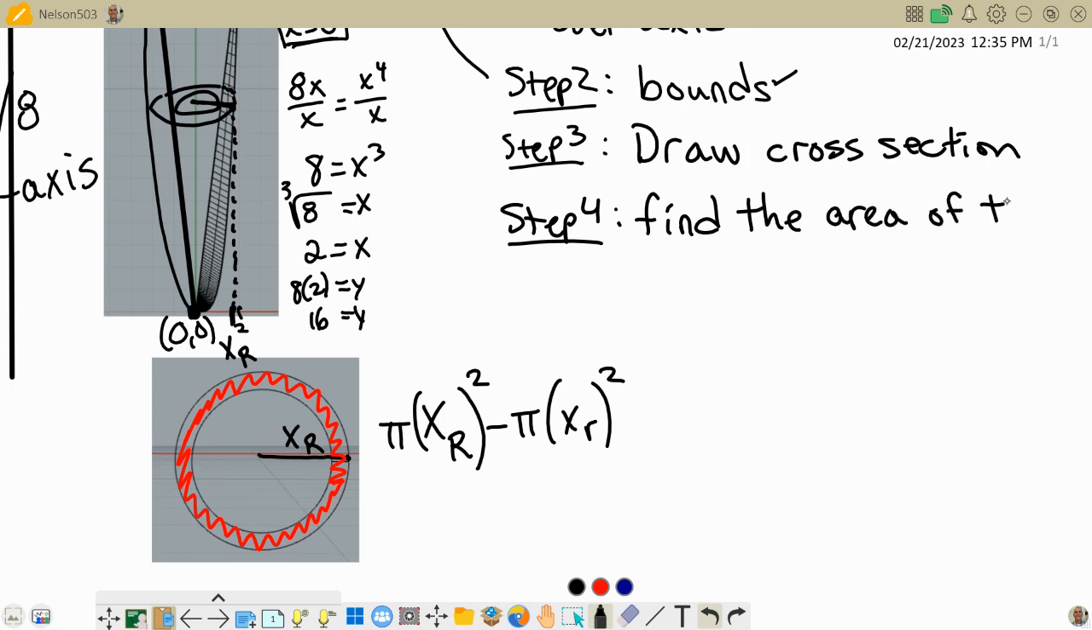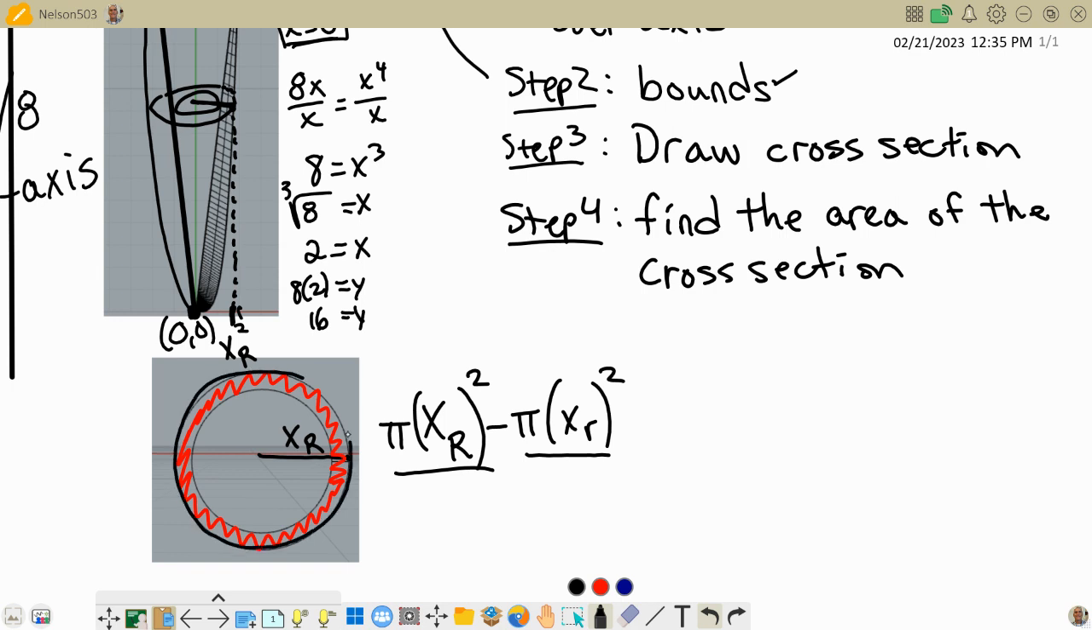of the cross section. That's what I'm trying to do right now by doing pi big R squared minus pi little r squared. So it's the big circle minus the little circle inside, right? So here's our little circle. Now I haven't put the x sub little r in there yet, so I'd have to draw another little radius right here, and I'm going to call that x sub little r.